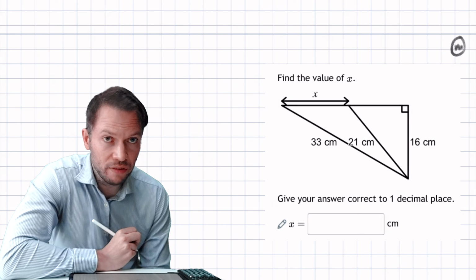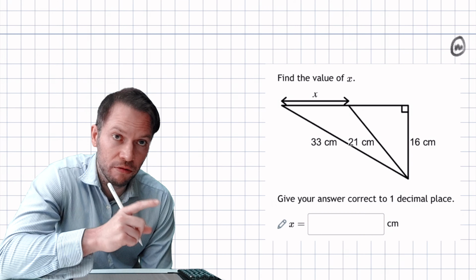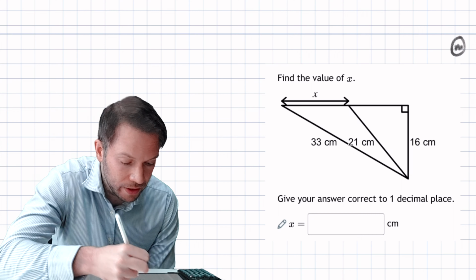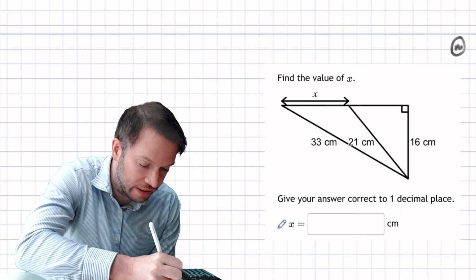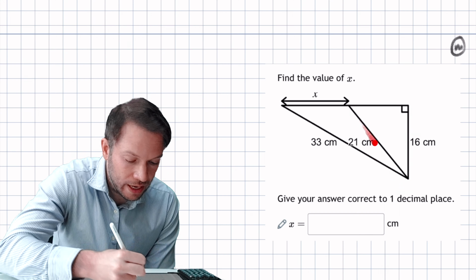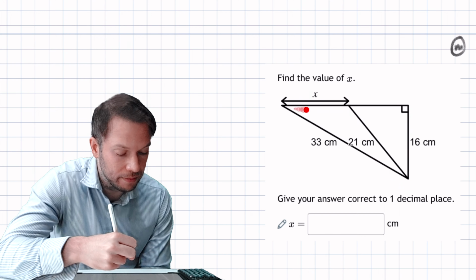Hi, in this video we're going to use Pythagoras theorem when we have two triangles with one embedded inside the other. So we can see we've got this outer right angle triangle here, and then we've also got this inner right angle triangle here. And we want to find this length x here.